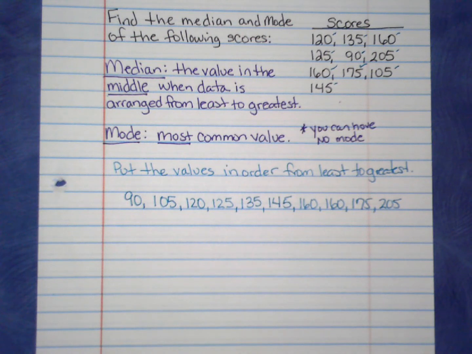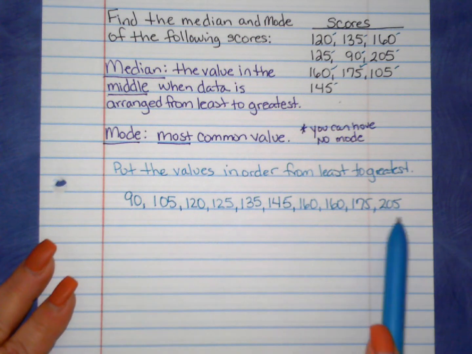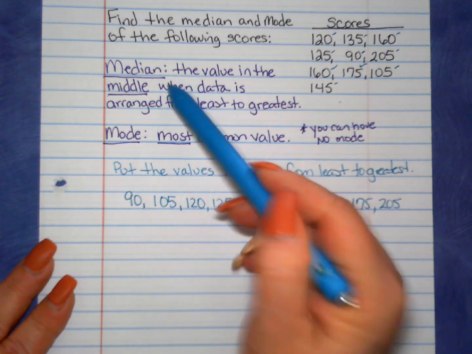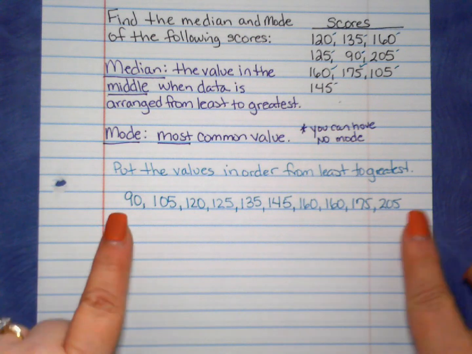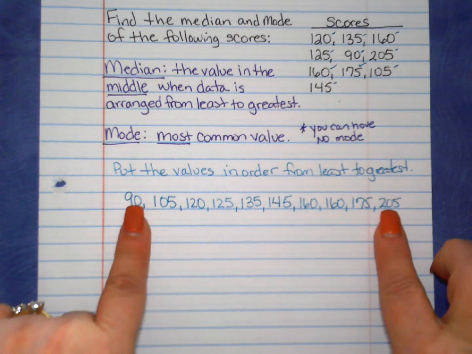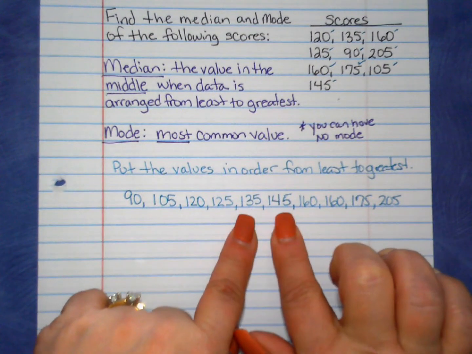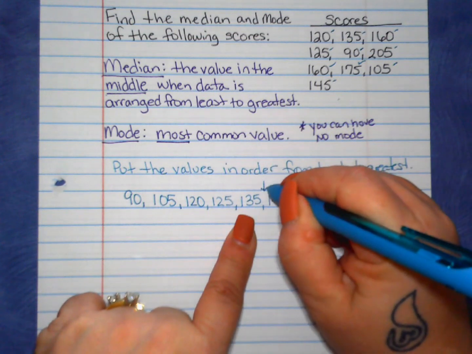Okay, so now I have my data listed from least to greatest. And so you can see my numbers range from 90 to 205. Okay, and I'm trying to find the median first. And the median is the value that is in the middle. But I have 10 numbers. So technically, if I go like this, this one, this one, this one, this one, this one, there's really no middle. The middle would be right in here. This would be the middle. Okay?